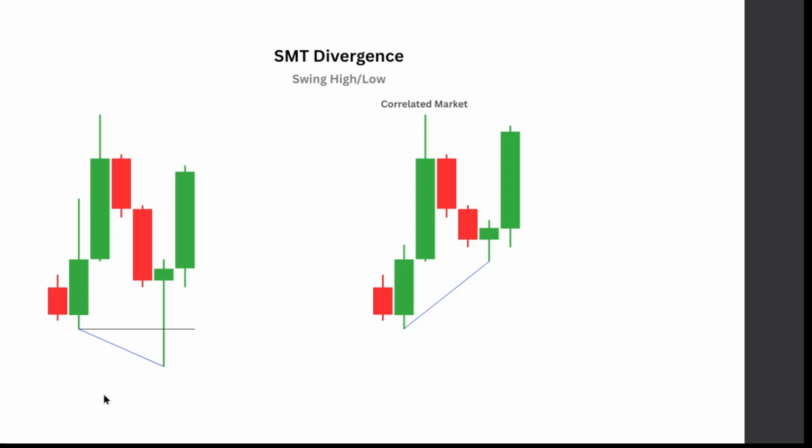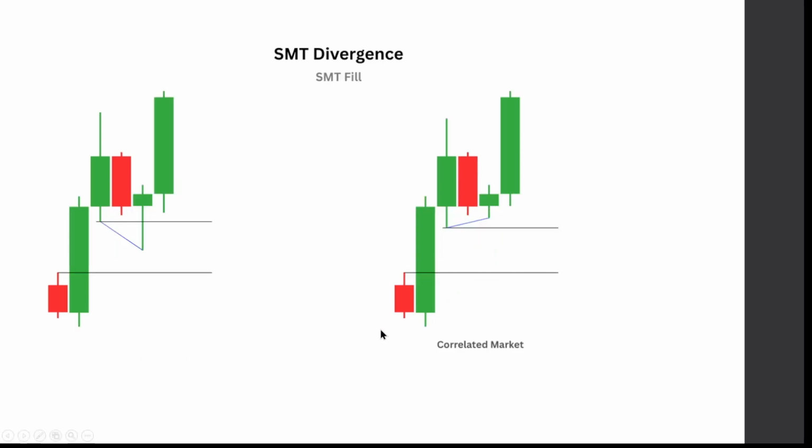Then we will be going into SMT as usual. Most of you know what SMT is. This is when one asset takes out a low, while the other correlated asset fails to take out that same low, giving SMT divergence, indicating that a reversal wants to take place in the market. And when it comes to SMT, there's also SMT fill. This is when one asset trades into the gap, while another asset fails to trade into that gap in a correlated market, and then we will expect price to also reverse when we see an SMT fill. Again, watch the previous video to see greater detail of these things.